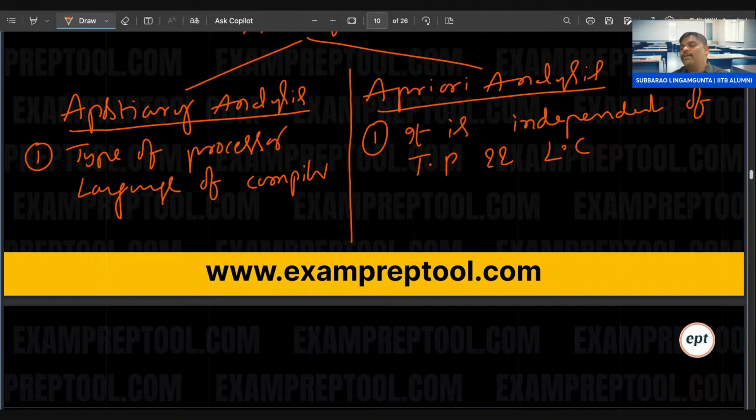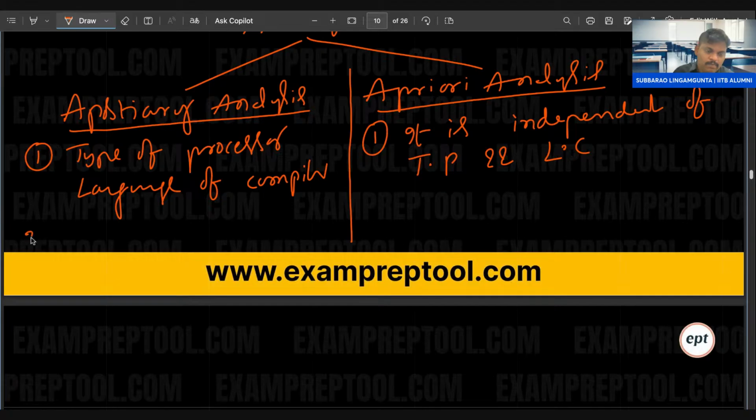Next, you have to compile also. Compilation time is based on what type of compiler you are using. Compiler is a software. To write the compiler, if you use a slow language, compile time is more. If you use a faster language, compile time is less. So time complexity is based on the language of the compiler and type of processor. If you depend on these two, that is called posterior analysis. If you don't depend on these two, that is called priori analysis.